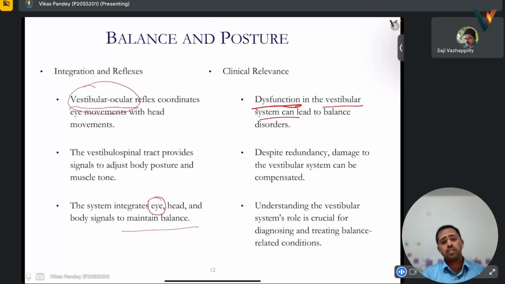If there is damage to the vestibular system, even though it cannot be fully compensated, it can be corrected a bit. So, balance related conditions are very common. Many times if someone is suffering from some other disease, it might even lead to balance related problems by damaging these nerves or some other regions also. That is crucial in understanding this and compensating if there is a problem. Okay, so now we will move to questions. Any question till here?